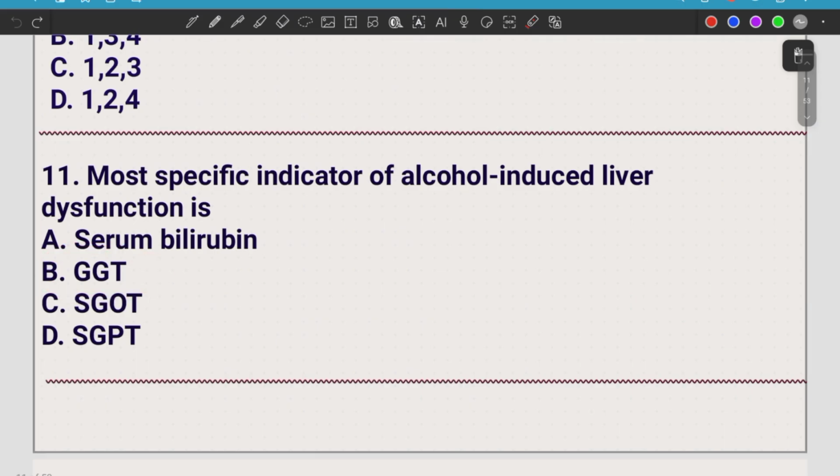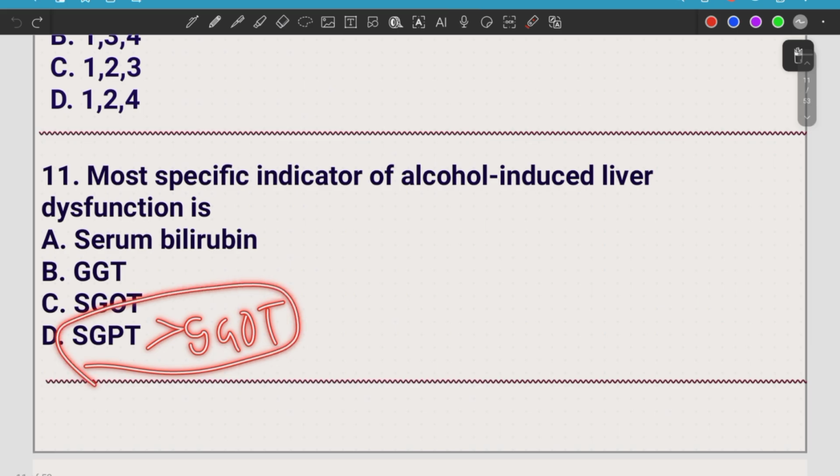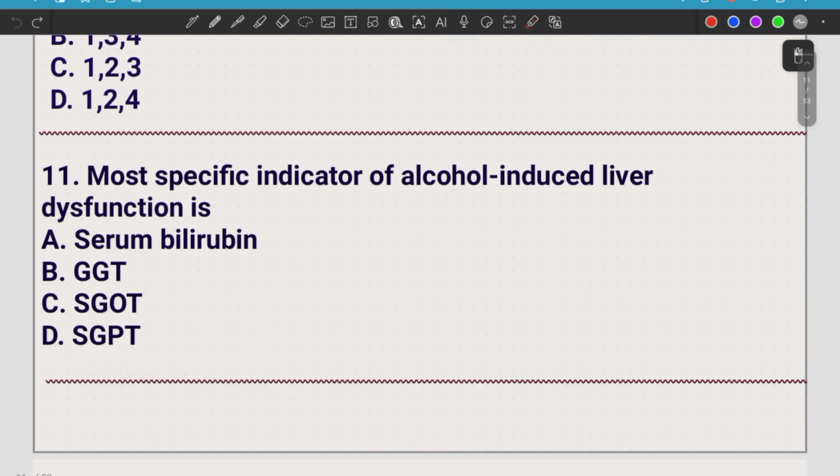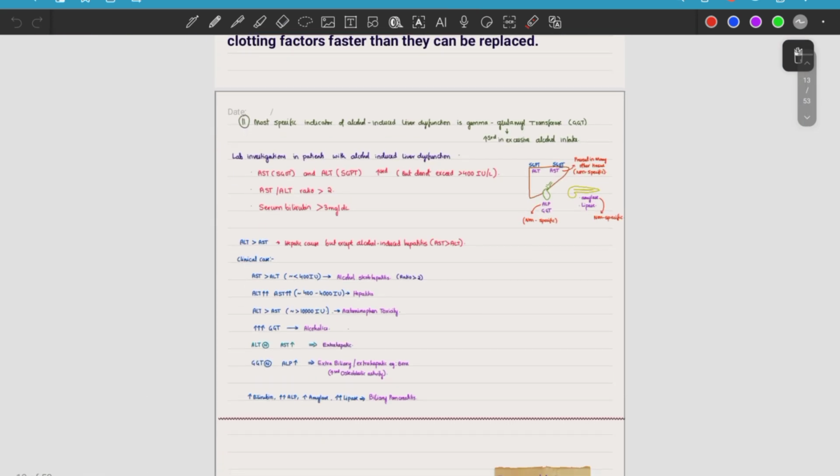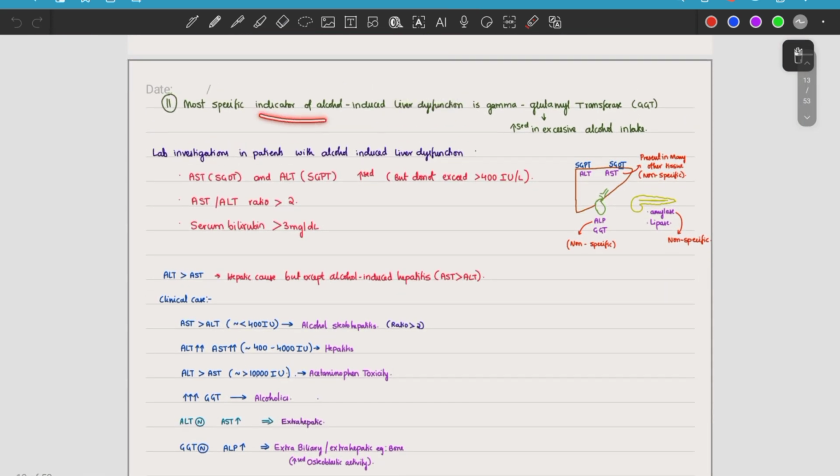Sometimes we will get confused with SGPT because SGPT is increased more than SGOT. We will consider this as alcohol liver disease, but the most specific indicator is GGT. Let me show you. The most specific indicator for alcohol-induced liver dysfunction is gamma-glutamyl transferase, that is GGT.